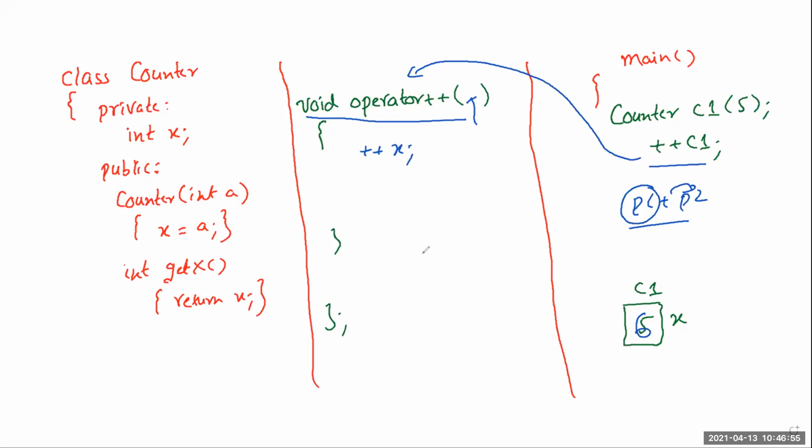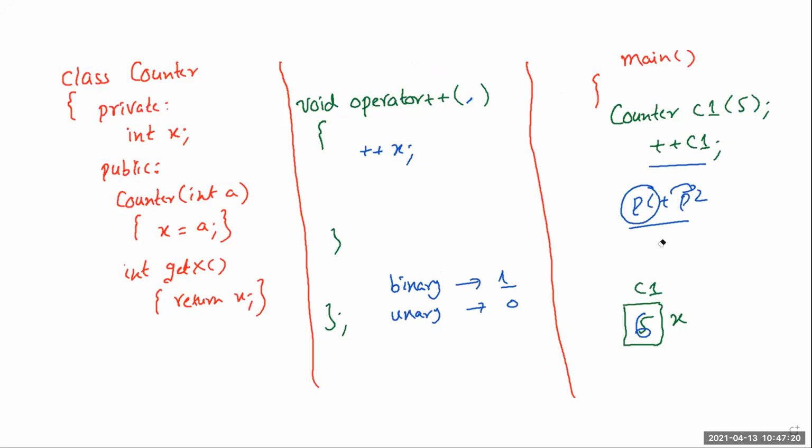Okay, and last time there was a discussion as well. Some of you asked. So basically, whenever there is a binary operator, the number of arguments is 1. And whenever there is a unary operator, there is actually no argument. So this will always be like that. Whenever you are doing operator overloading using a member function, if it's a binary operator, you will have one input. If it's a unary operator, you will not have any input.